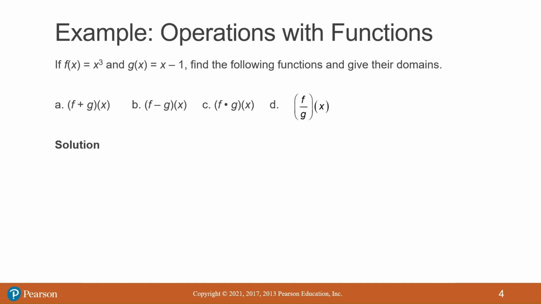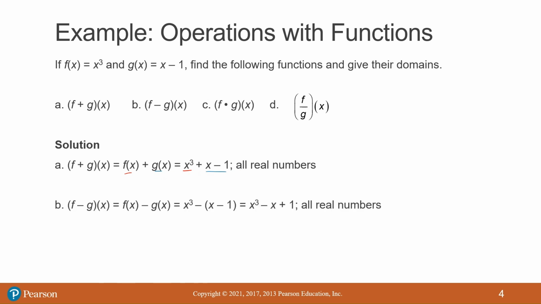Let's try some examples. This one says if f(x) equals x to the third and g(x) equals x minus 1, find the following functions and give their domains. We have (f + g)(x) for part a. Since (f + g)(x) is the same thing as f(x) plus g(x), I'm just adding x to the third, which is the f(x) function, to the g(x) function, which is x minus 1. Simplify if possible. Here, there's no further simplification, so I'm done.